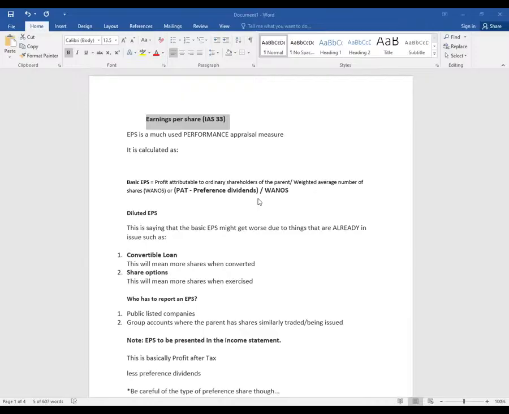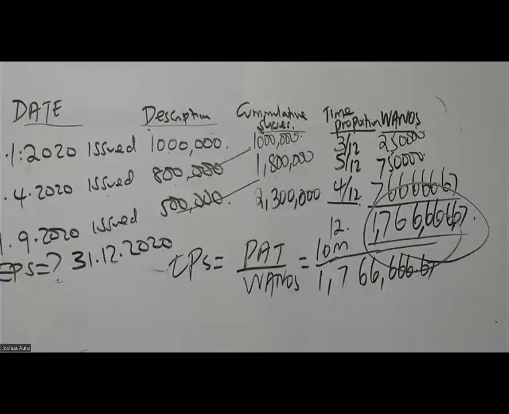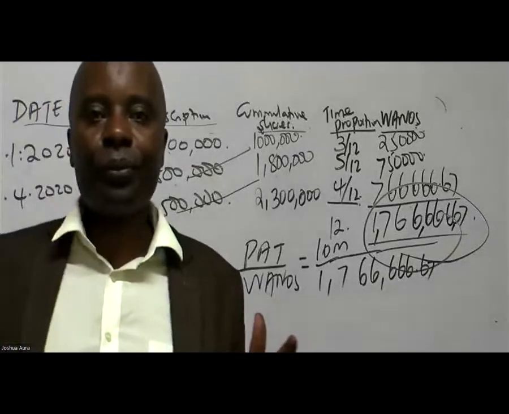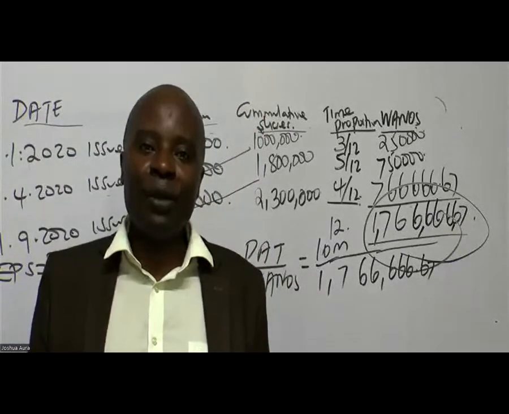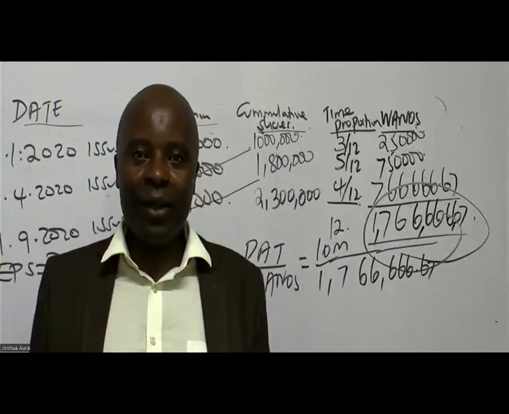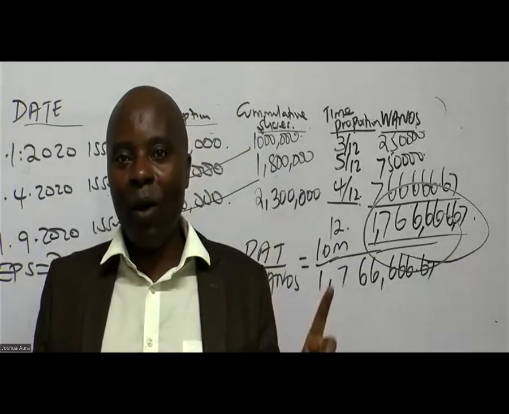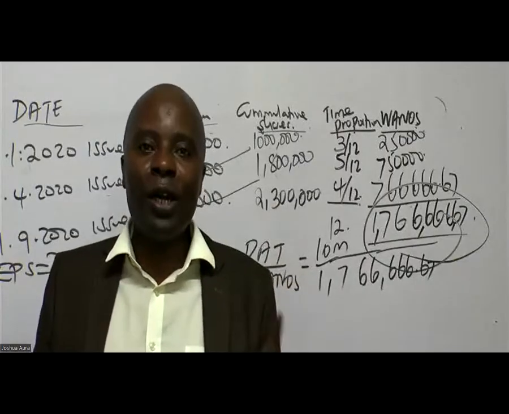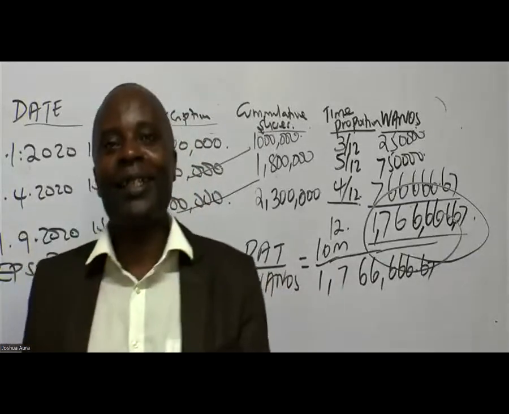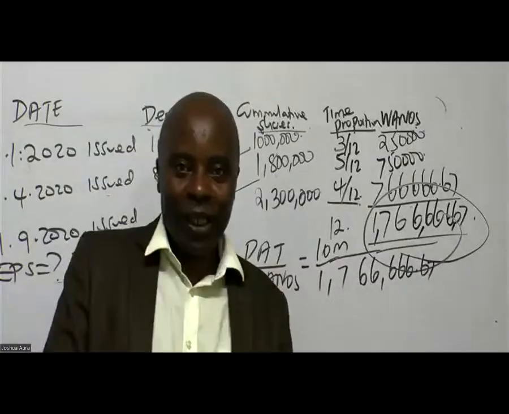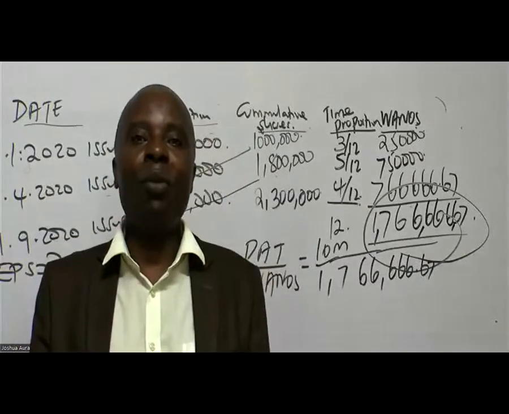This is saying that the basic EPS might get worse due to things that are already in issue. That we have, ladies and gentlemen, been able to give what we call a convertible loan. So like what Equity Bank did, in this case here, they gave Kenya Airways a convertible loan. So Kenya Airways basically gave what we call a convertible bond.